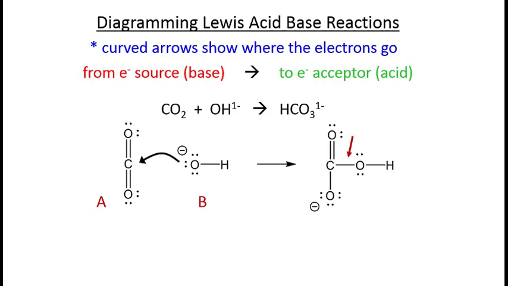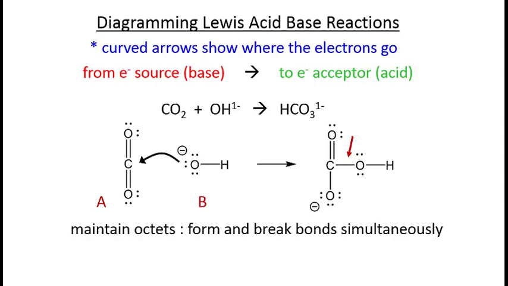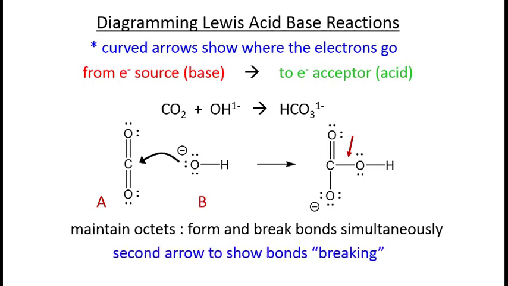We also see that the double bond to the bottom oxygen has changed to a single bond. This happens in order to maintain the octet at carbon. Carbon has 8 electrons around it in both the reactant and the product. In order to maintain octets, bonds are formed and broken simultaneously. We need to add a second arrow to show the bond breaking, or in this case converting from a double bond to a single bond. Again, the arrow starts at the electrons, since we're showing where they're going, and points to an atom.